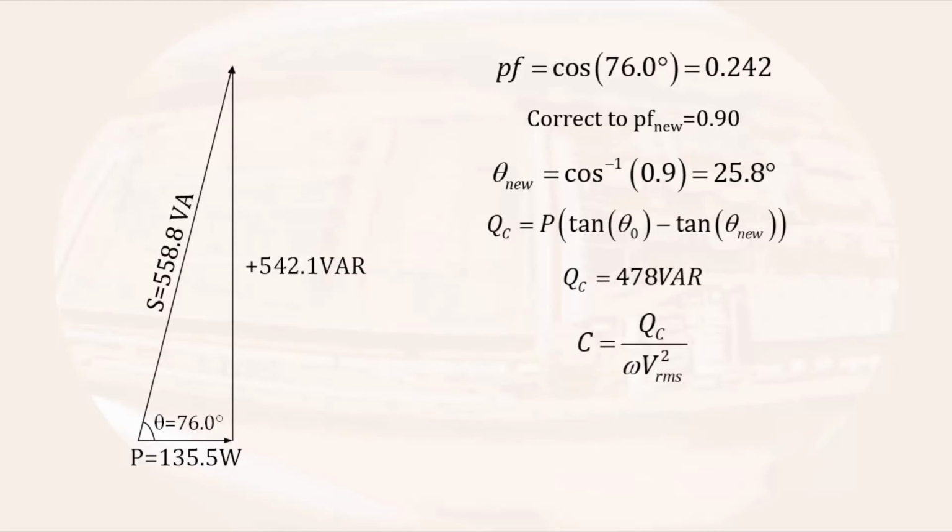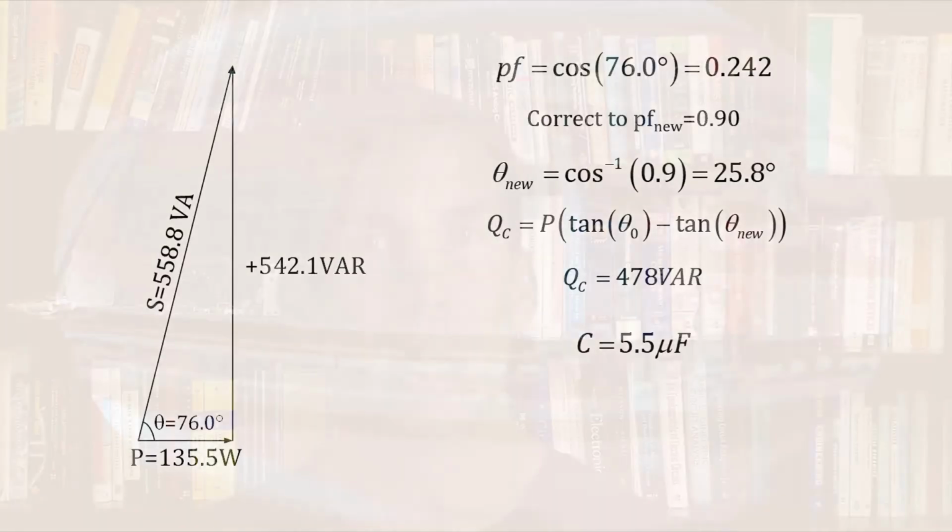Remembering that the supply was a 480 volt RMS 60 Hz source, we can determine that the capacitor necessary to correct to a power factor of 0.9 is 5.5 microfarads. Thinking back to the results that we got in the previous video, this is not a significant difference in the capacitor that will be needed. But that is more a function of the high voltage rating than the value of the capacitor, as we will see if we look at another example.